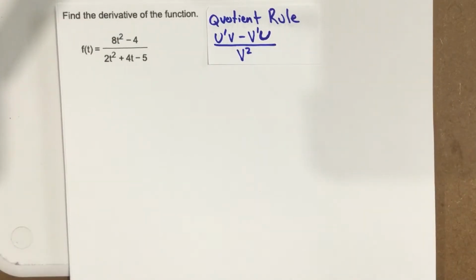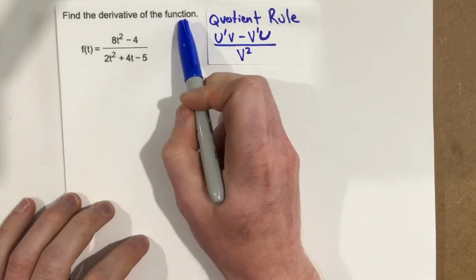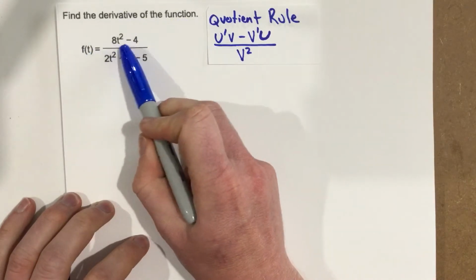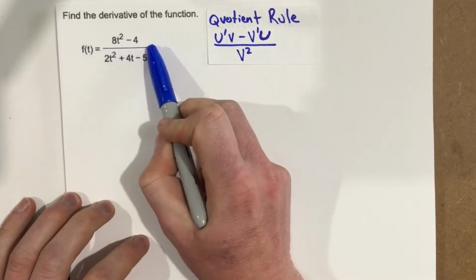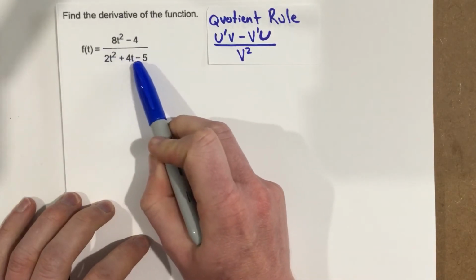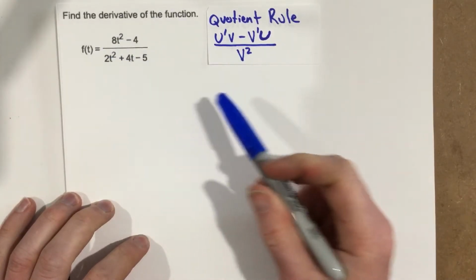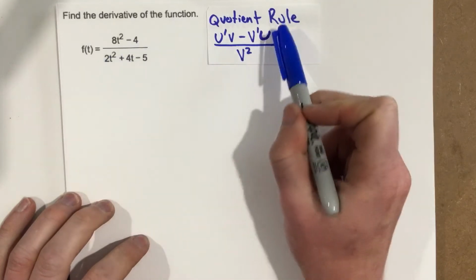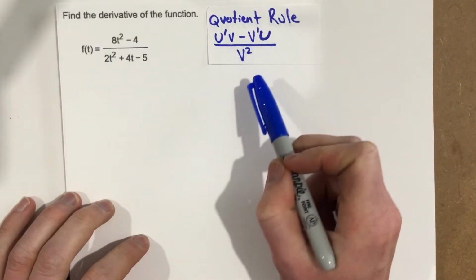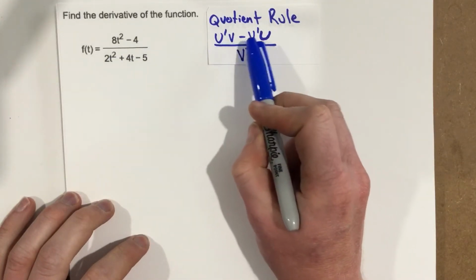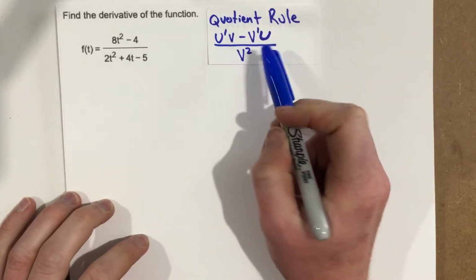This is review problem number 1 from assessment number 5. It says find the derivative of the function f of t equals 8t squared minus 4 divided by 2t squared plus 4t minus 5. Now you see we have a division, which means we're going to have to use the quotient rule. The quotient rule we know is u prime v minus v prime u all over v squared.